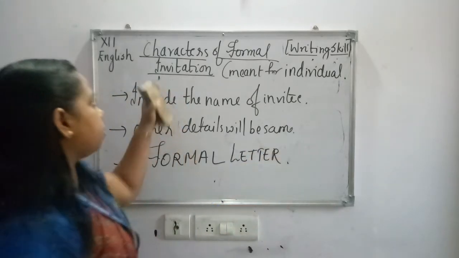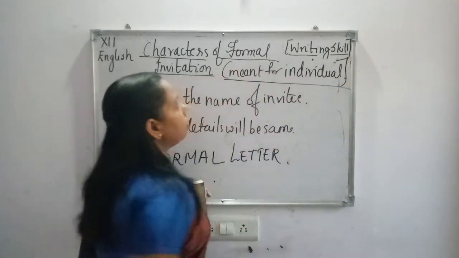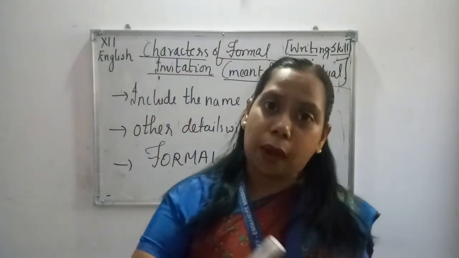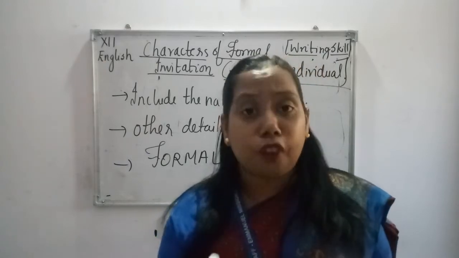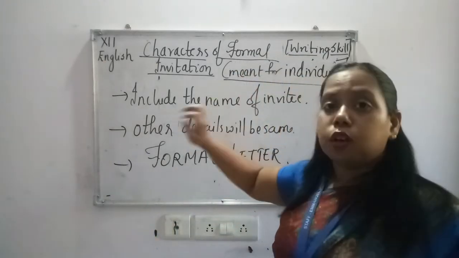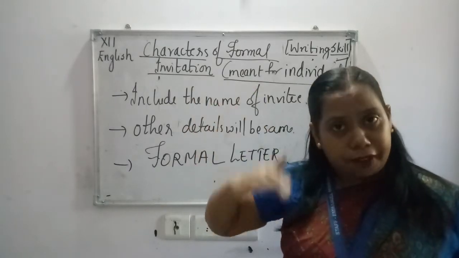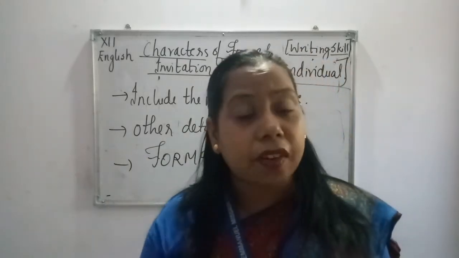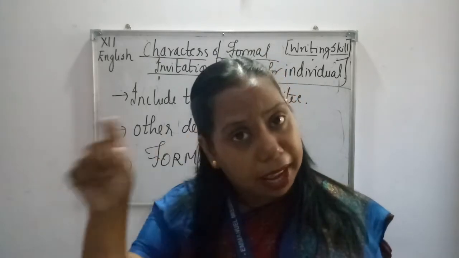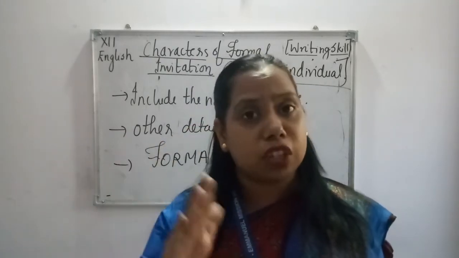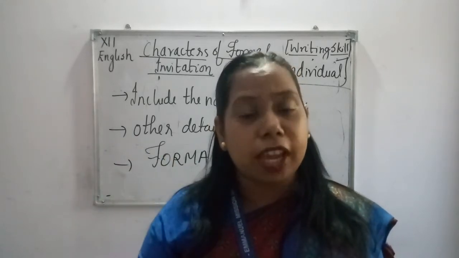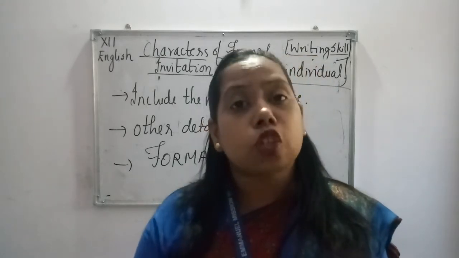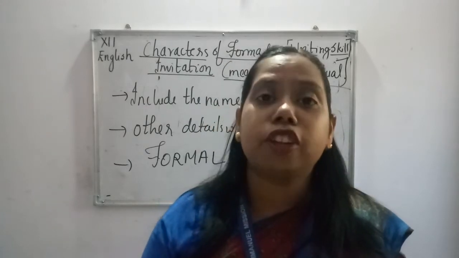So these characteristics which we earlier read were for a large number of invitees. When we are writing to a single person through a formal letter, we have to include the name, the way we used to write the sender's address, date, and receiver's address. Along with the receiver's address you need to write the name. Then the subject, then the body of the letter, and then the complimentary closure.